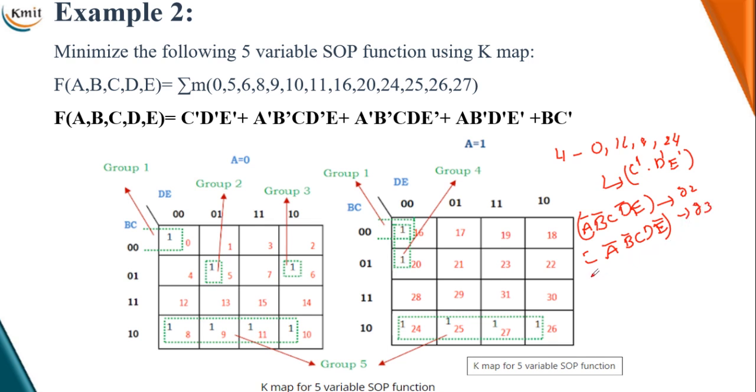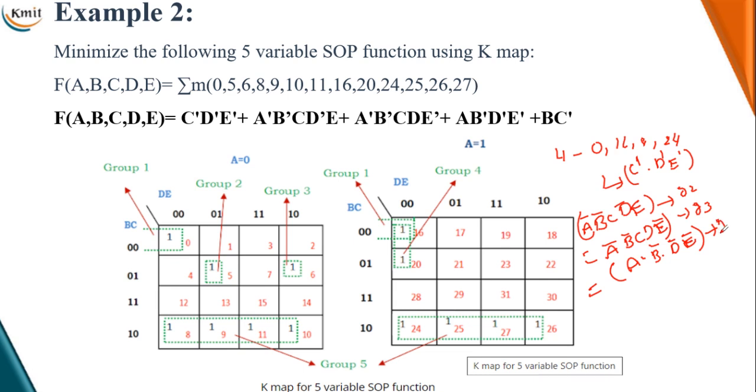Next, group 4 will be formed with a pair of 16 and 20. Now 16 and 20 belong to A, so the A value is 1. These two belong to the rows 0, 0 and 0, 1, so the B value is 0, so B bar, and it belongs to the first column, where the values of D and E are 0, so it eliminates. So the pair can eliminate one variable from your minterm. It is a 5 variable function, so only 4 are there from your group 4.